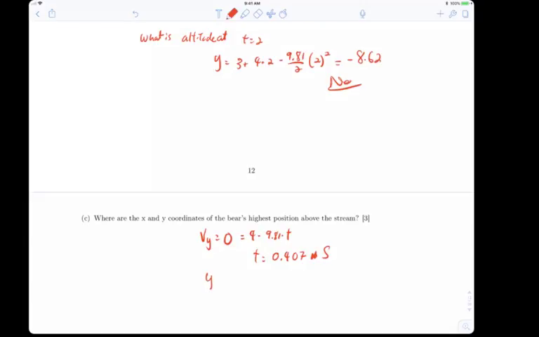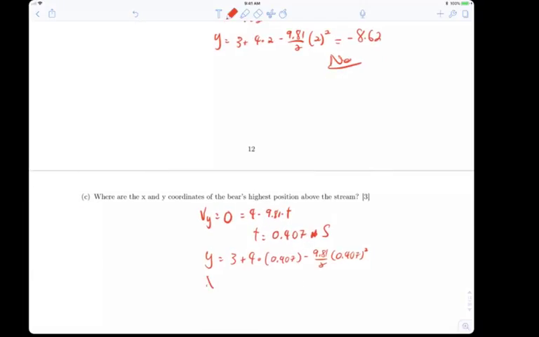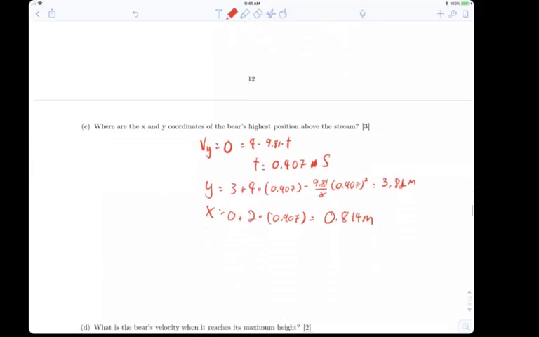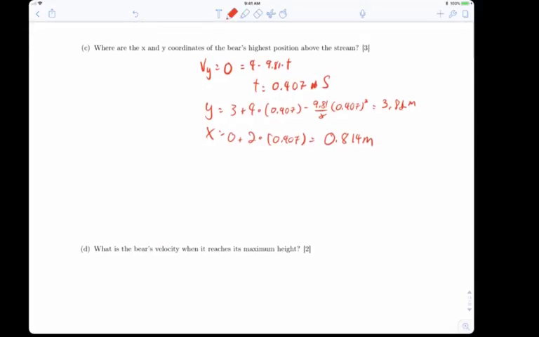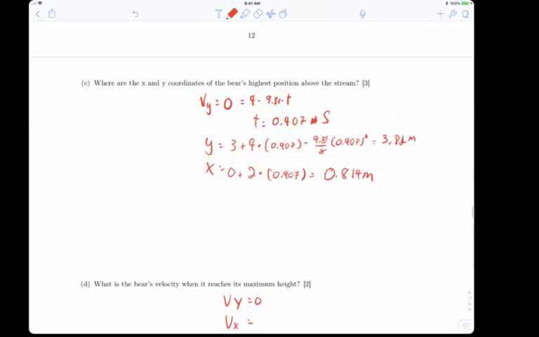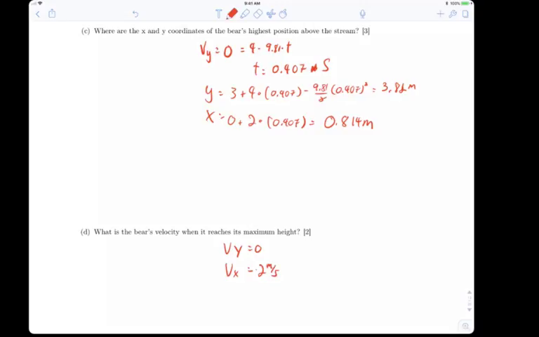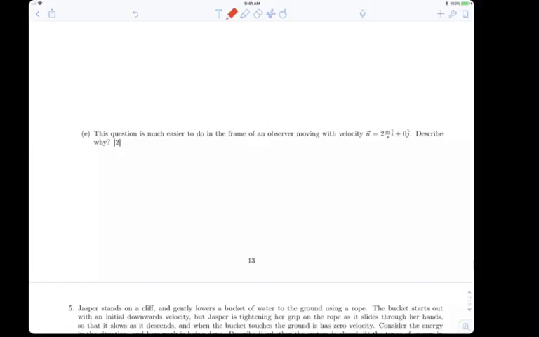All right, so at that time, the y value is 3 plus 4 times 0.407 minus 9.81 over 2 times 0.407, all squared. And the value of x is 0 plus 2 times 0.407. 3.82 meters is the highest distance, and 0.814 meters. Sad bear. What's its velocity? Vy is equal to 0. Vx is good, 2 meters per second. Cool. Questions are much easier in the frame of an observer moving with velocity blah. Describe why.